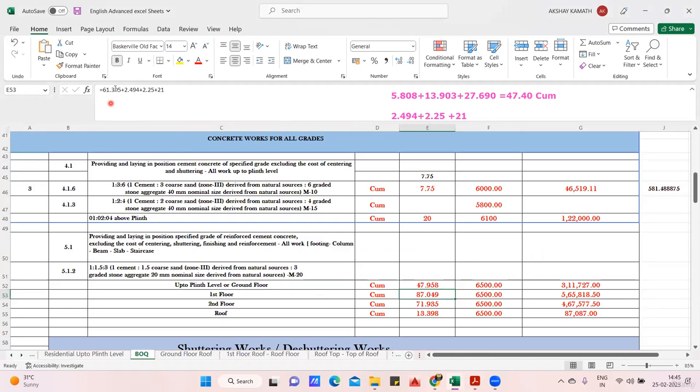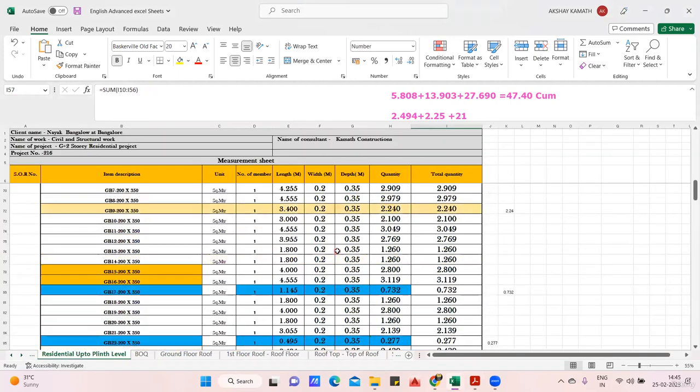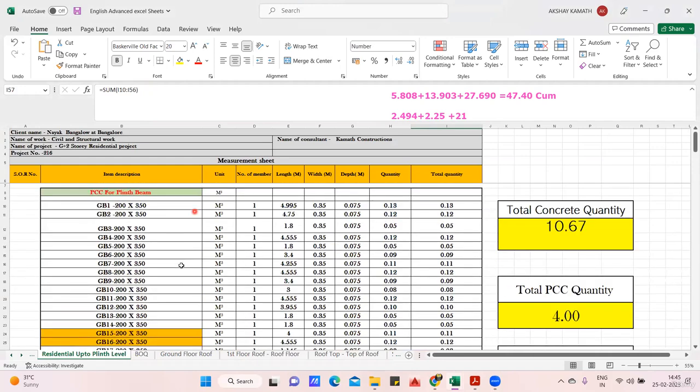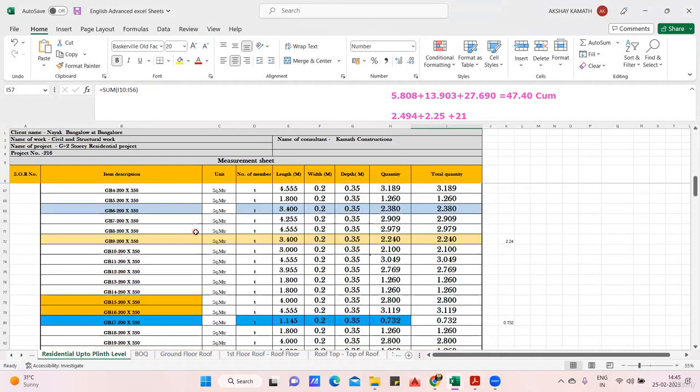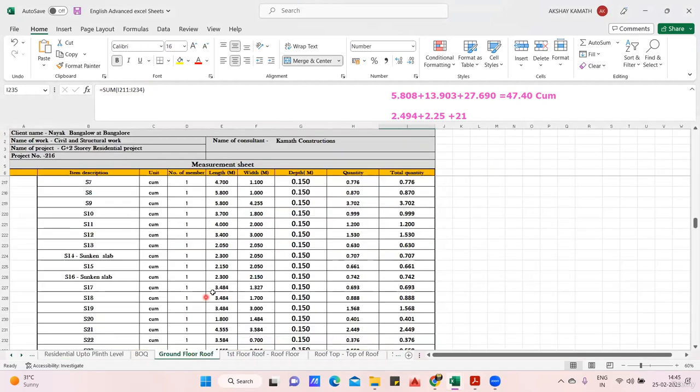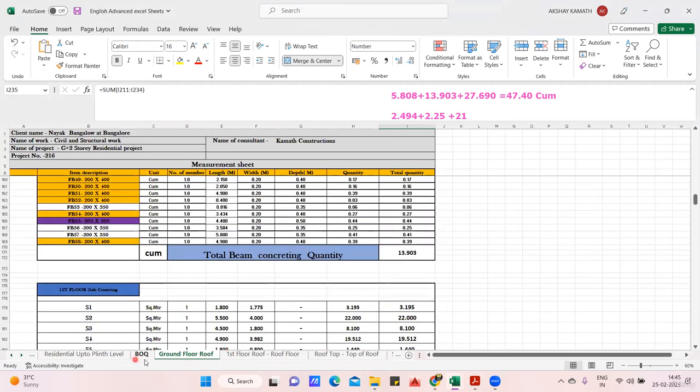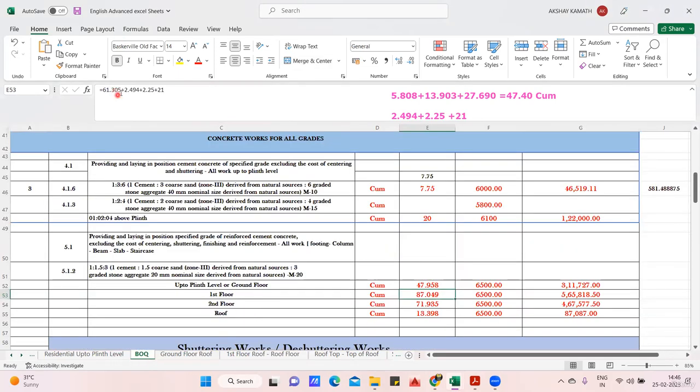I don't know where the 61 has come from. Let me check it once again. Because if you remember, only these things we are going to start. No, plinth beam and all I have already taken care of. Okay, then it should start from here. Maybe in the BOQ I have written it wrong. I'll change it, no problem. This is not 61. What I'll do is I'll directly write 47.40.